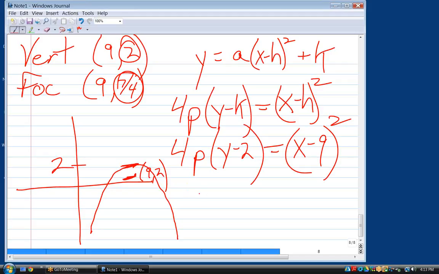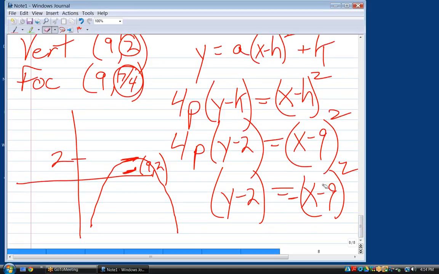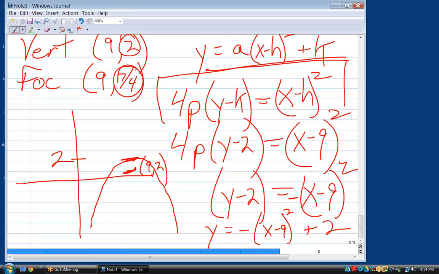So now we have 4 times 1/4, or 1, times (y minus 2) equals (x minus 9) squared. Well, the only thing wrong with this equation is that the coefficient in front of the x squared needs to be negative. So I know that it's really a negative there instead of a positive. And I can leave my equation like this, y minus 2 equals negative (x minus 9) squared. Or I can move the 2 over and put it into vertex format, which is minus the quantity (x minus 9) squared plus 2. Notice that that's in the original standard vertex format. If I want to leave it in this 4p format, then I would just leave it with the negative sign over here like that. One way or the other, you've got to get that negative p in there.